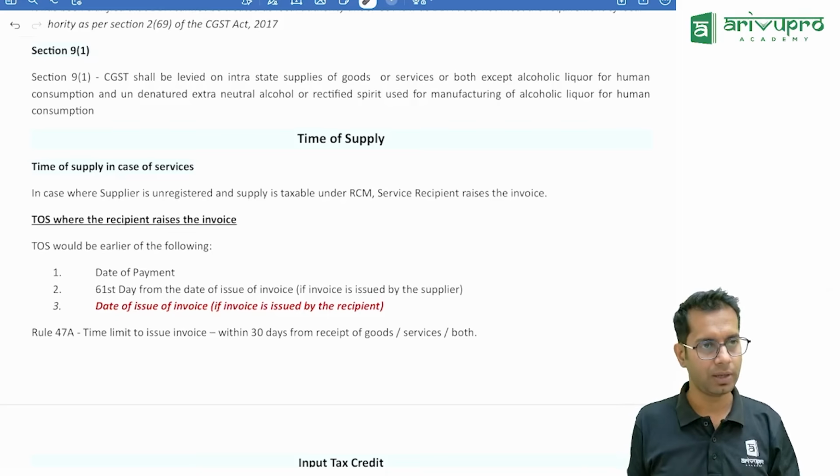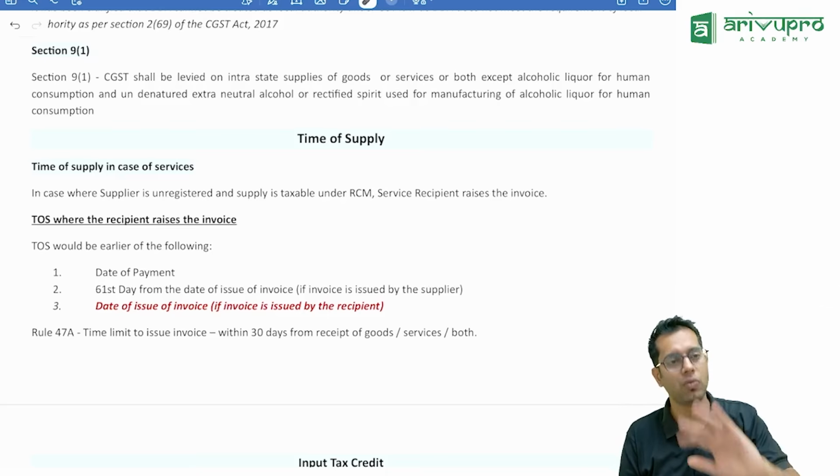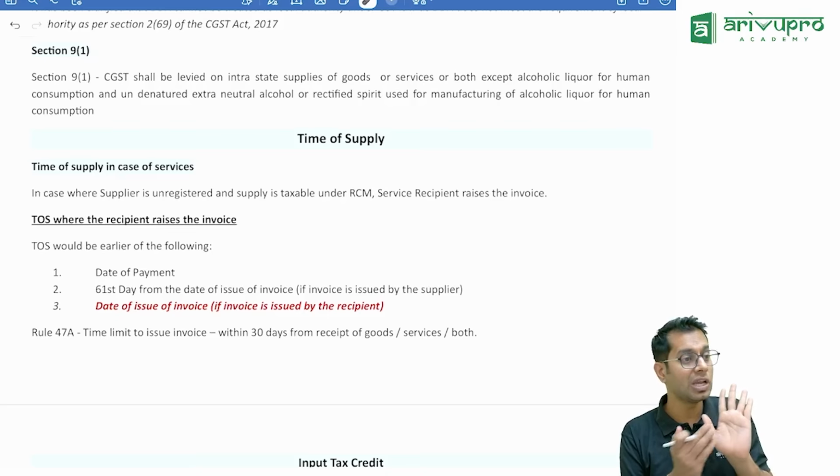They have added one more point. Now, in case of RCM, I as the recipient have to issue an invoice. For myself, I as the recipient have to issue an invoice, because based on invoice only I can take input tax credit.